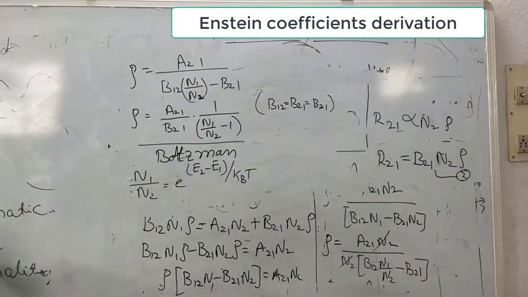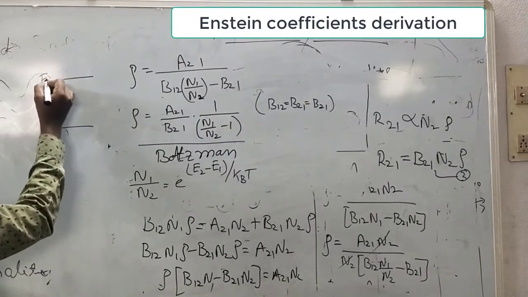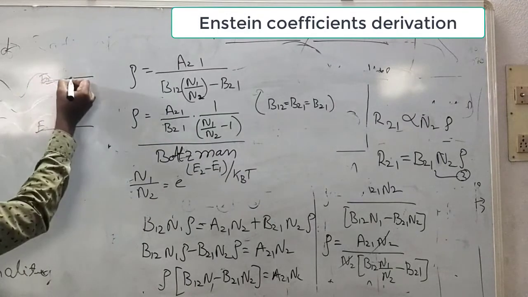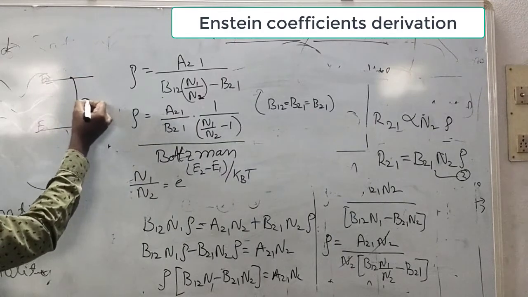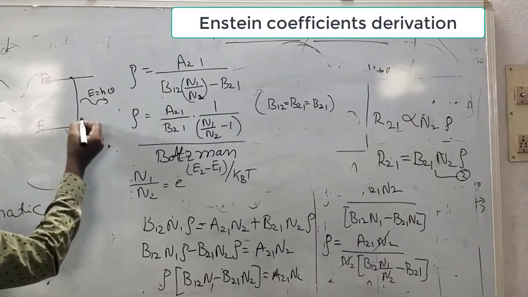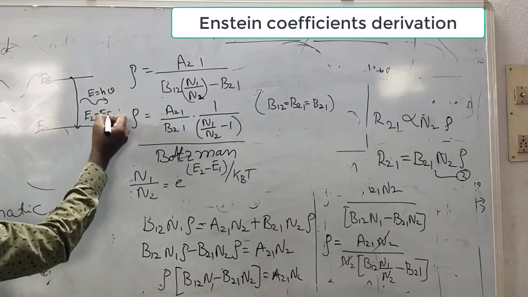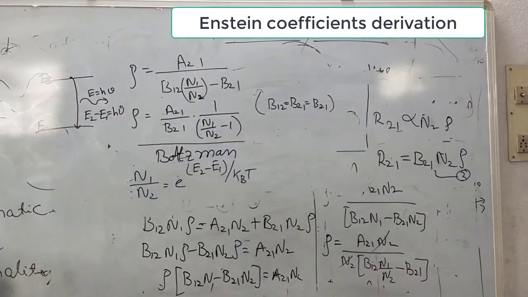Suppose we consider spontaneous emission. This is your E2 and this is your E1. When an electron jumps from here to here, it emits a photon. What is the energy of this photon? E equals h nu. Can I write this equation: E2 minus E1 is h nu.